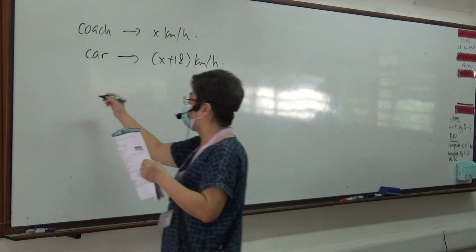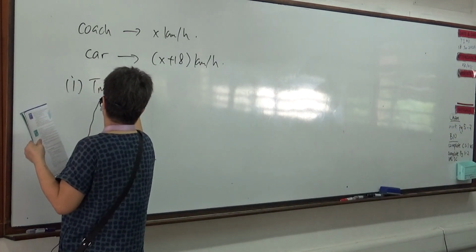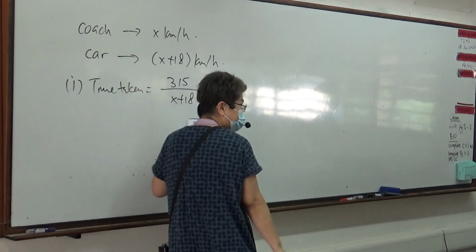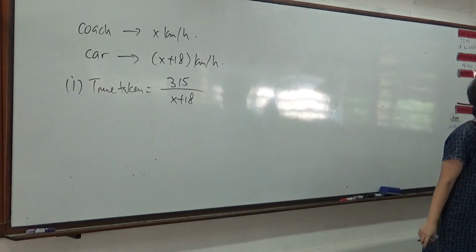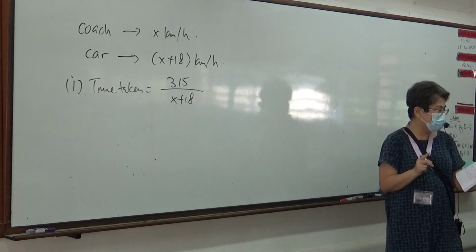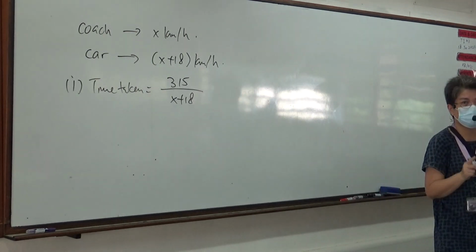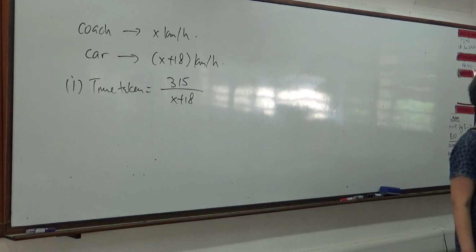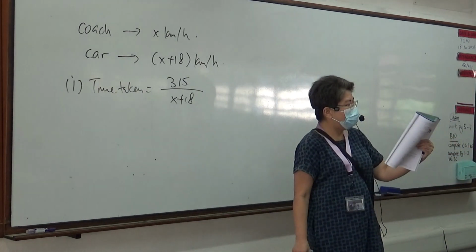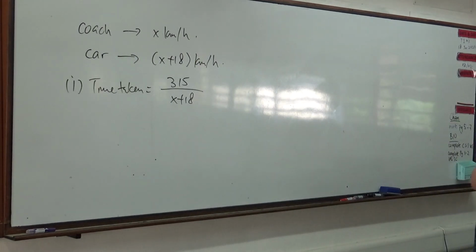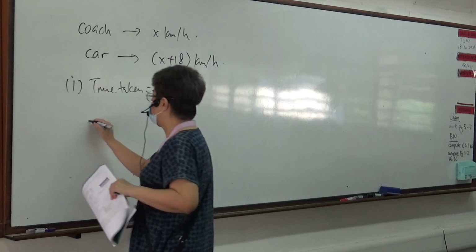So part 1, time taken will be 315 divided by this one. Agree? And this will give me the time in hours. Is everyone clear? Yes or no? Okay. Then let's look at the next part. If they choose to travel by car instead of by coach, they will reach Kuala Lumpur 1 hour and 15 minutes earlier. Okay, now, let me just write something here.